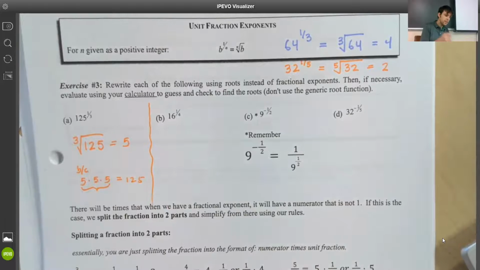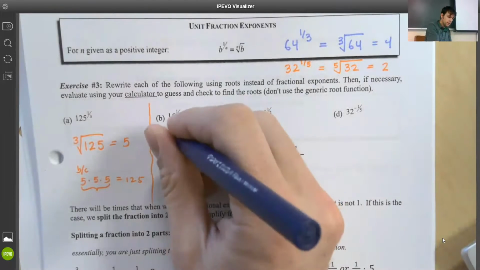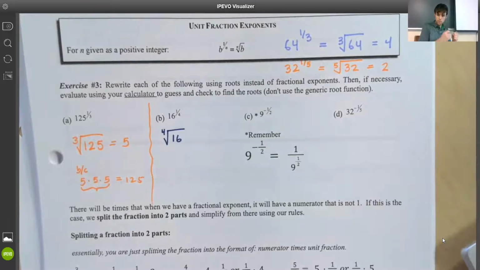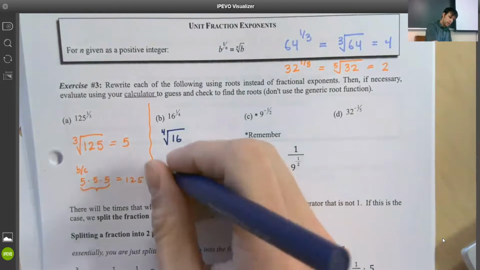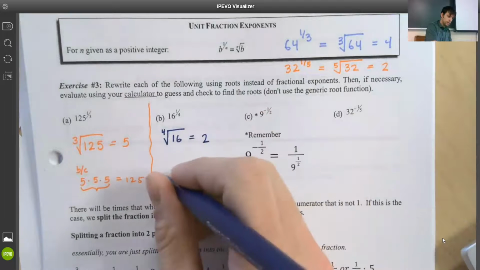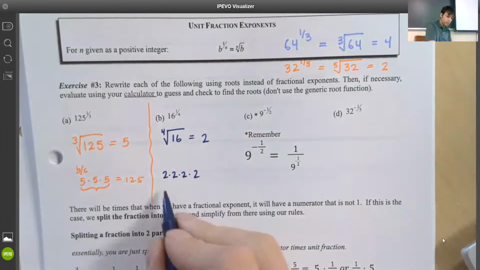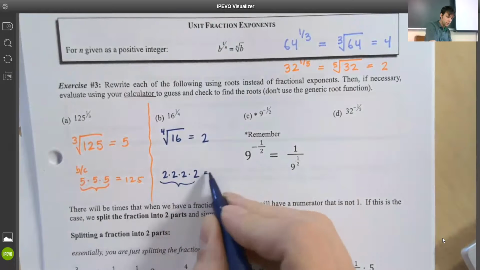Right here we have 16 to the 1/4. That's asking us for the 4th root of 16. What number multiplies by itself 4 times to get us 16? Well, turns out this answer is 2, because 2 times 2 times 2 times 2, 4 of those all multiplied together, equals 16.